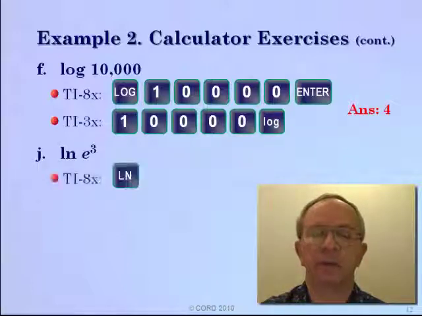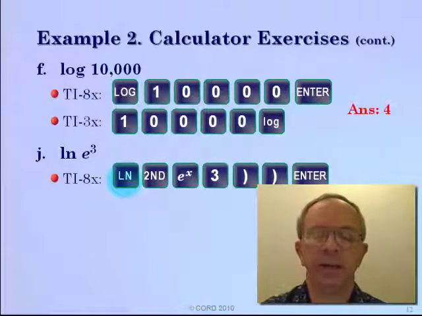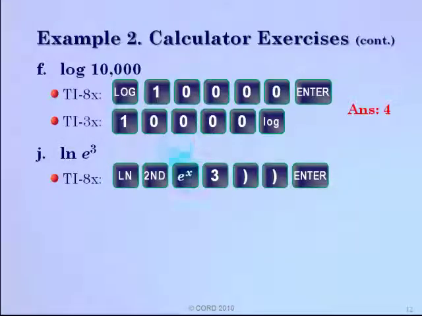How about the natural log of e cubed? You should know what this is as well. This one, on the TI-80 series, you have to work with those parentheses again. You have to press the natural log button. Then you need to get to the e to the x button, and to do that you have to go second e to the x, and that provides an open parentheses for the 3.